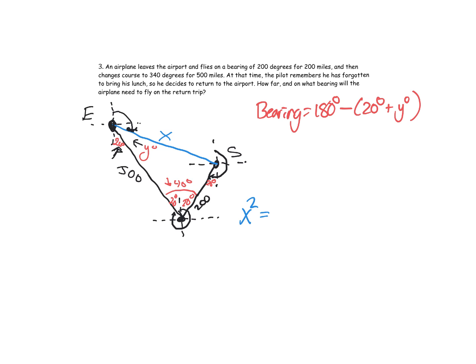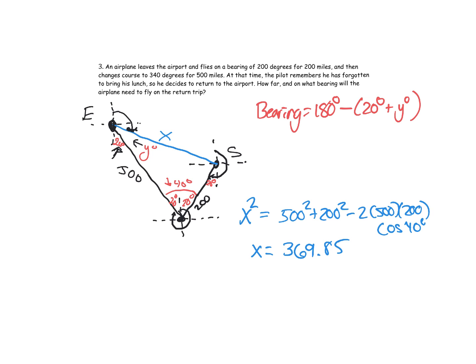So the law of cosines, x squared is going to be 500 squared plus 200 squared minus 2 times 500 times 200 times cosine of that included angle, which is 40. And solving for x squared and then taking the square root, I get x is 369.85 miles. Okay, so that was the answer to the first part.